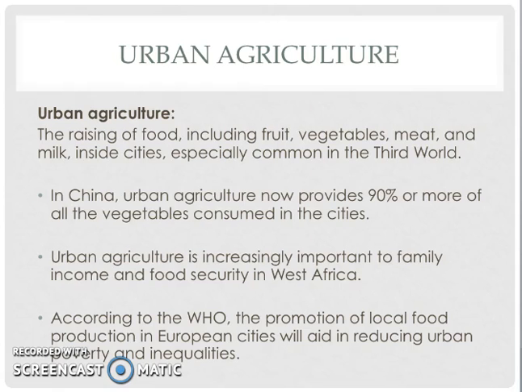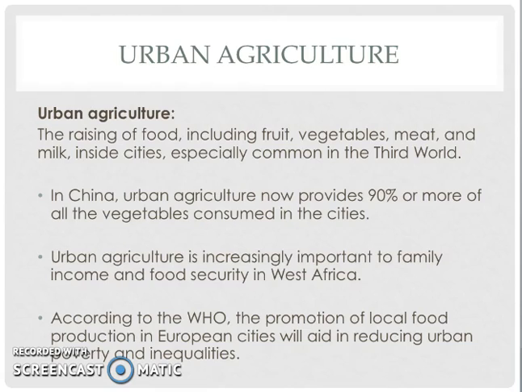Urban agriculture is a rising mode of production in modern times, seen commonly in cities in the Bay Area. It is the raising of food, including fruit, vegetables, even meat and milk, inside cities. This has long been especially common in the third world, and we can begin to see more of it coming back here in the global north.